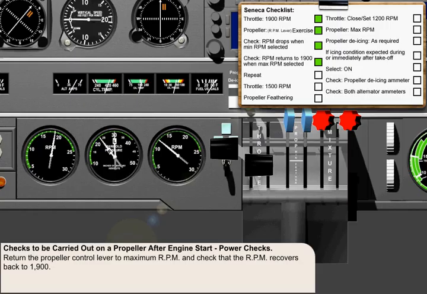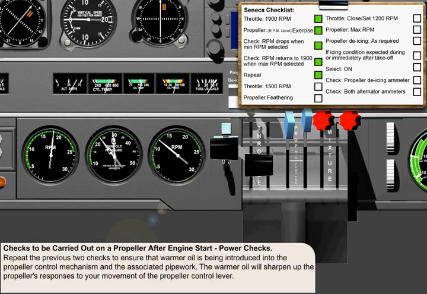Check RPM returns to 1900 when max RPM selected. Return the propeller control lever to maximum RPM and check that the RPM recovers back to 1900 as the propeller blades move back towards fine pitch. Repeat. Repeat the previous 2 checks again. By doing this, you'll ensure that warmer oil is being introduced into the propeller control mechanism and the associated pipework. The warmer oil will sharpen up the propeller's response to your movement of the propeller control lever.